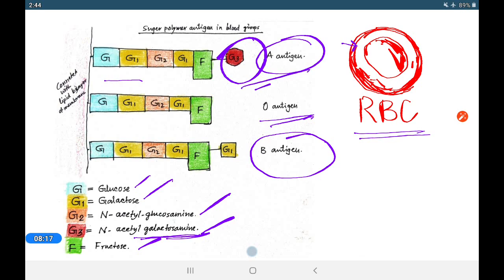This is the identity of this group, this A antigen, A agglutinogen, which is present in RBC. B group contains galactose here extra, so that is about this one. O antigen, nothing is present on that surface. Okay, so in this way this gene will work.